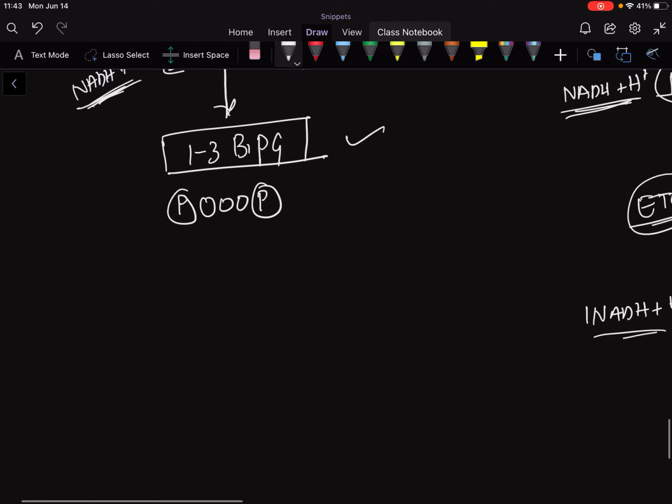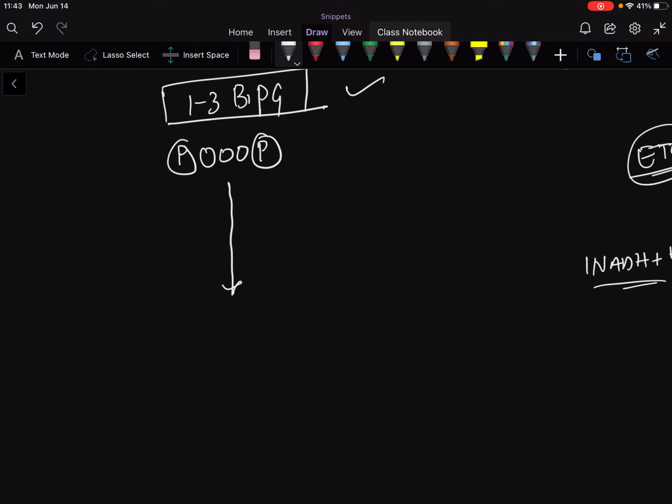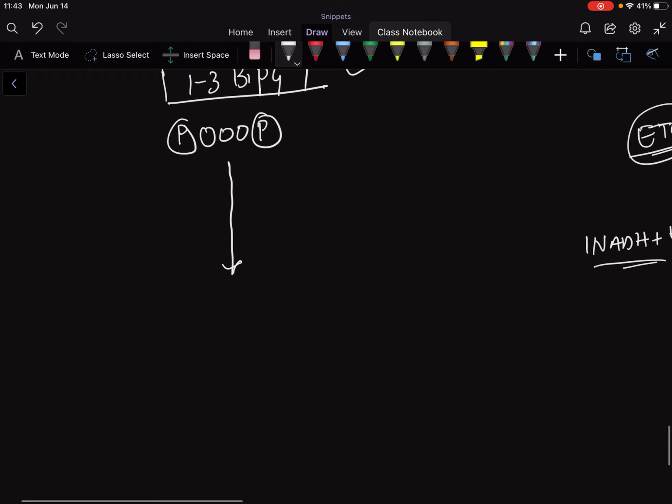And after the 1,3-bisphosphoglycerate is formed, it is again converted into, yes, 3-phosphoglycerate. So what is the enzyme here?